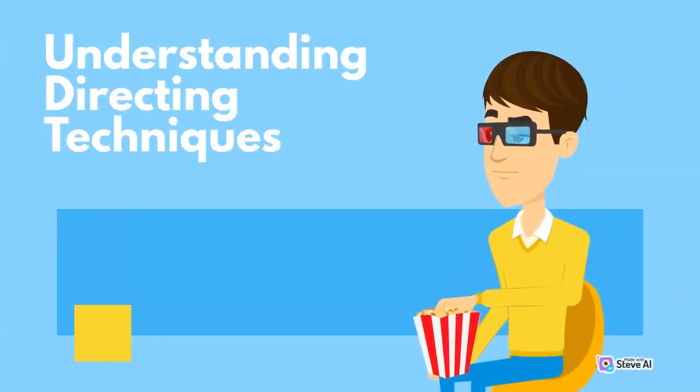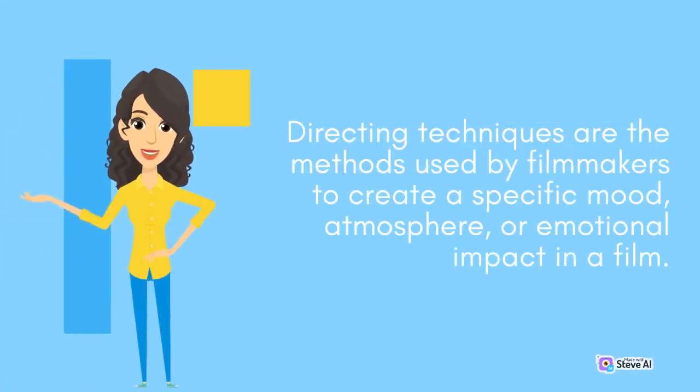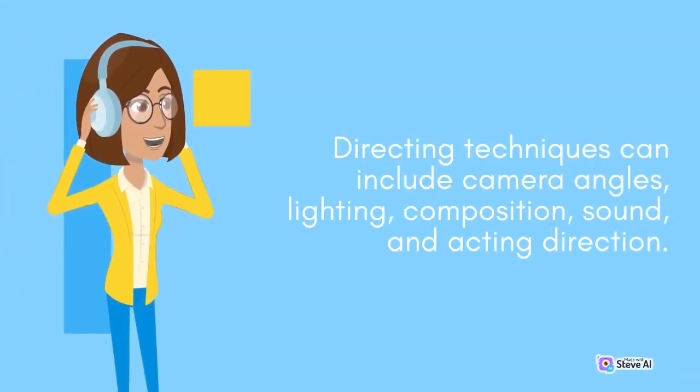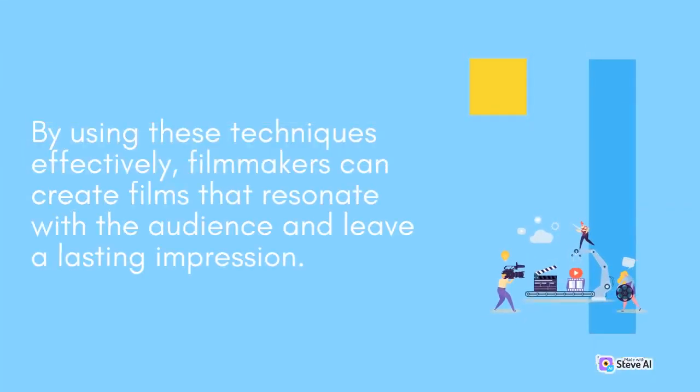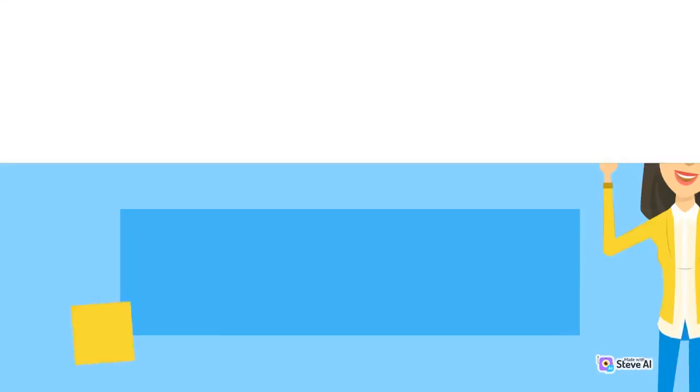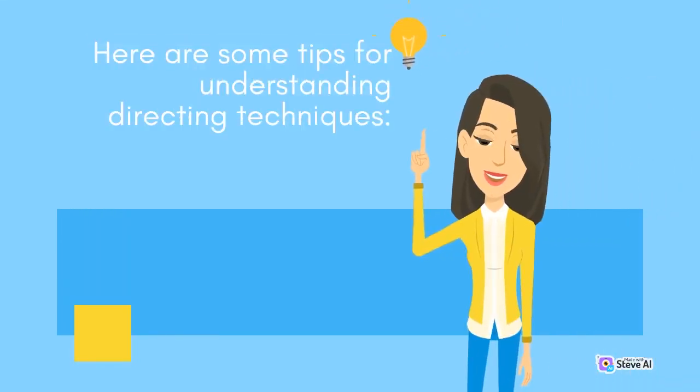Understanding directing techniques. Directing techniques are the methods used by filmmakers to create a specific mood, atmosphere, or emotional impact in a film. Directing techniques can include camera angles, lighting, composition, sound, and acting direction. By using these techniques effectively, filmmakers can create films that resonate with the audience and leave a lasting impression. Here are some tips for understanding directing techniques.